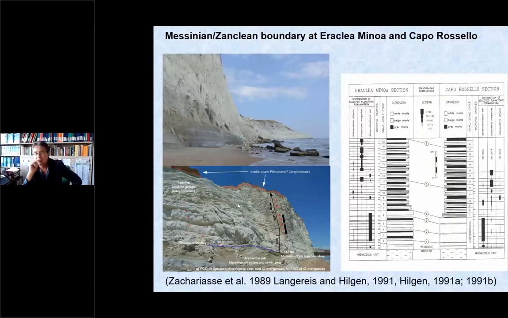But the problem of Capo Rossello is that the paleomagnetism, studied by Langereis and Hilgen, was not really good. For this reason, Langereis and Hilgen proposed to move the base of the Zanclean to the Eraclea Minoa section. Capo Rossello is fantastic because we have the whole section that represents the whole Zanclean, but we don't have the Zanclean GSSP. The Zanclean GSSP was proposed and placed at Eraclea Minoa due to the paleomagnetic signal.